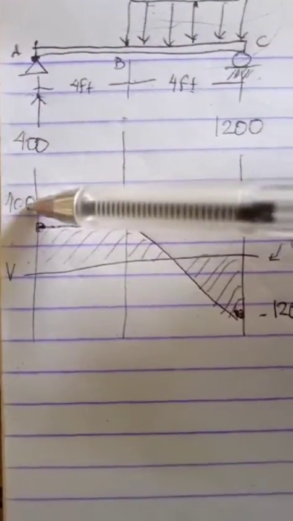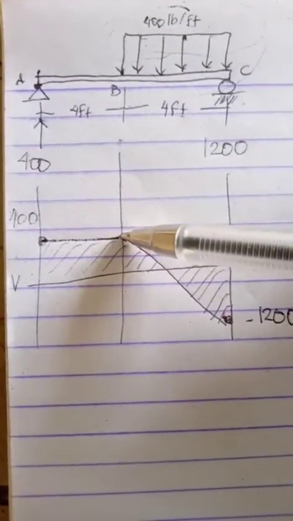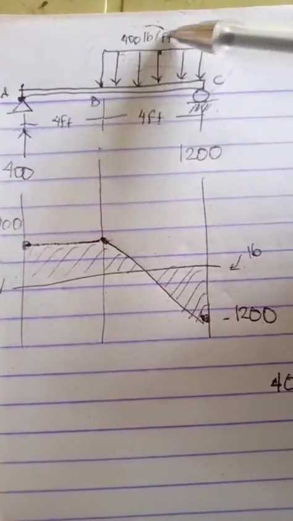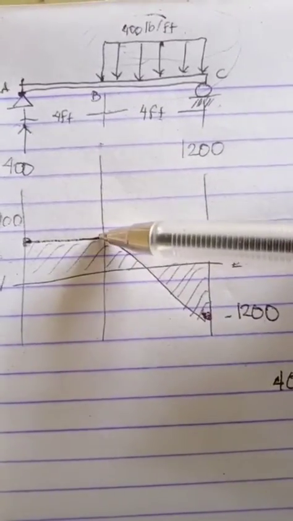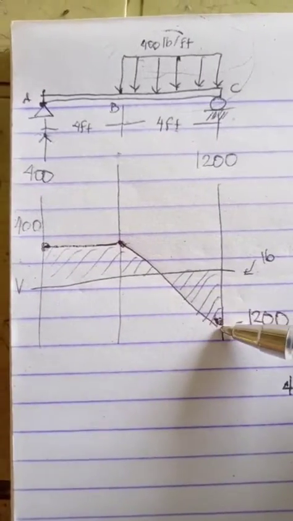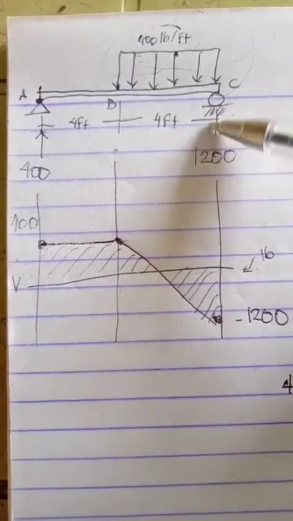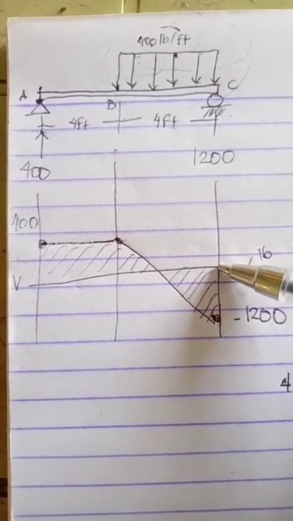So again, we rise up from 400, and then it's constant here until up to B, and then we go down as this load pushes our beam downwards. So from 400 minus this area, 400 times 4, we go down negative 1200, and then this reaction pushes upwards, so that's going to 0.